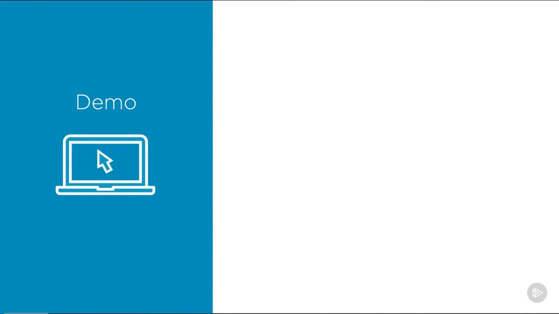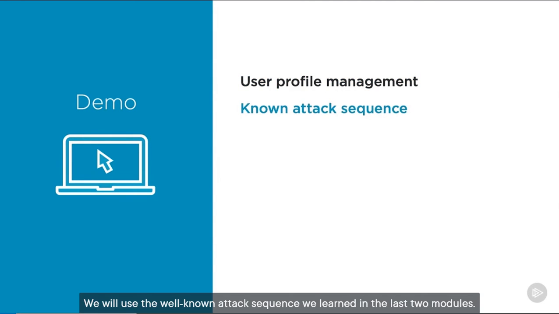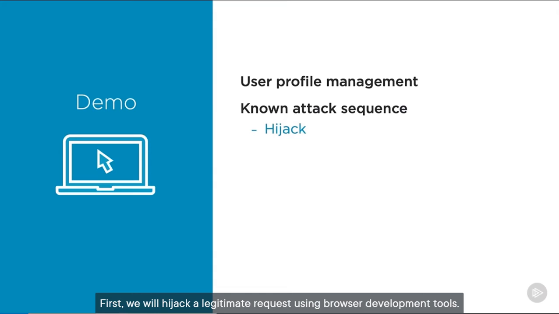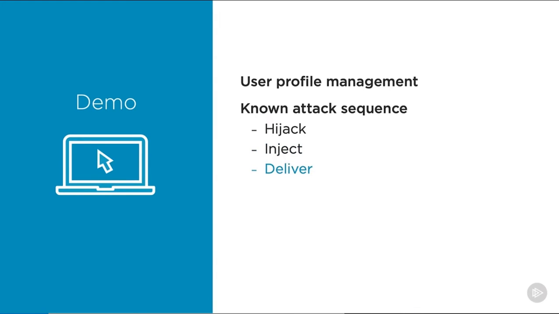In this demo, we will abuse the user profile management form to launch a prototype pollution attack. We will use the well-known attack sequence we learned in the last two modules. First, we will hijack a legitimate request using browser development tools. Then we will inject the malicious payload. And finally, we will deliver the payload to the application.